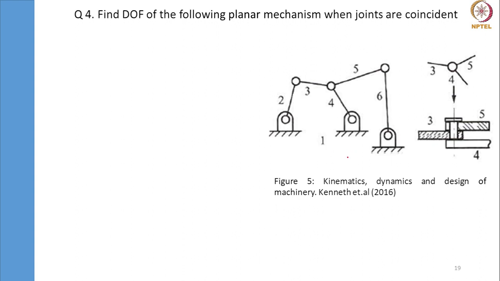They have already marked the links, but in practice, we should be able to do it. So this is link 1, that is ground. This is link 2, numbered with 2, 3, 4, 5, and 6. So the number of links here is 6, and we are next going to find out the number of joints.